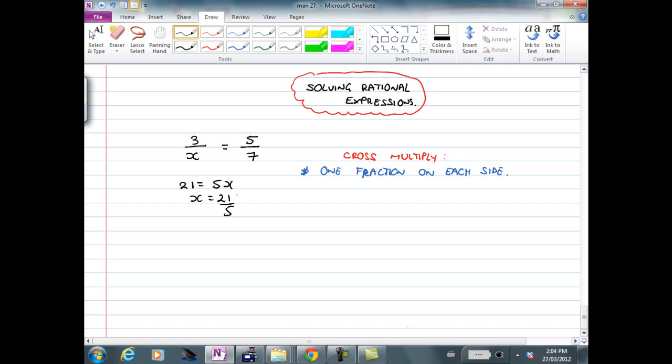See the difference between simplify and solving? Solving gets you a nice number. Simplify leaves it as an expression. I know it's solving because, look, there's an equal sign.